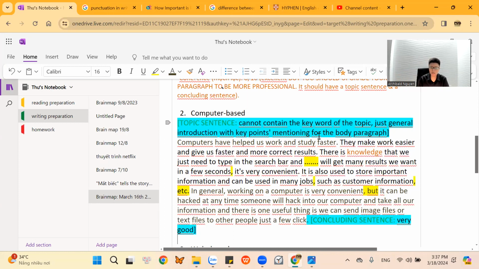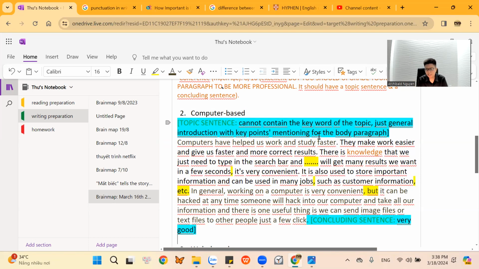Computers have helped us to work and study faster, or computers have helped us work and study faster, or the third way, computers have helped work and study faster. That is the structure of the word "help": help somebody to do something, help somebody do something, or help do something. This sentence is right in grammar, but it's not a perfect or a good topic sentence.